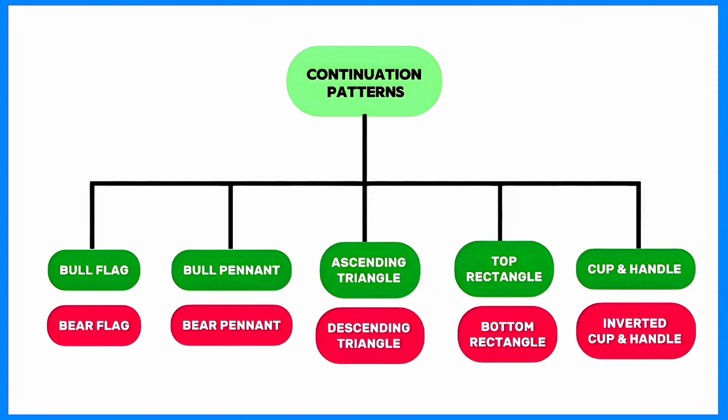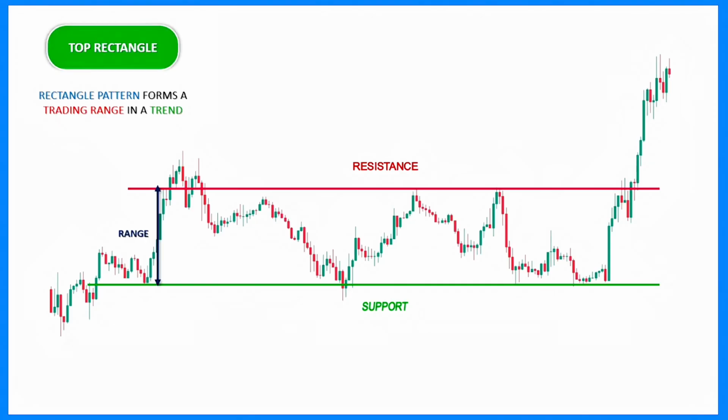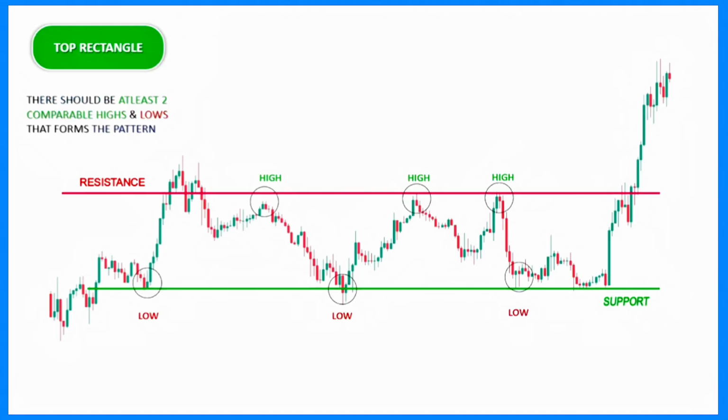Let's move on to the fourth category of our patterns, the rectangle formation. A rectangle is a classical chart pattern formed by horizontal lines representing important support and resistance. It's a continuation pattern that creates a trading range during a pause in the existing market trend. It's easy to identify because it has at least two equal highs and two equal lows. Connect those highs and lows, and you'll get two parallel lines, the top and the bottom of the rectangle.